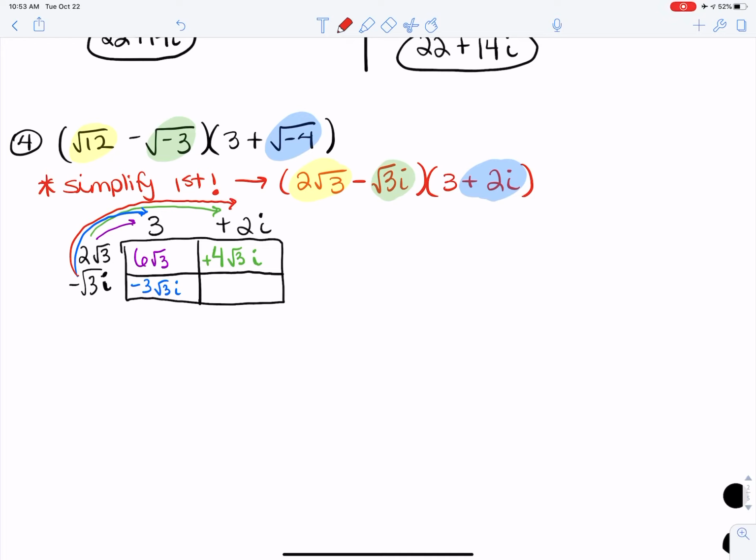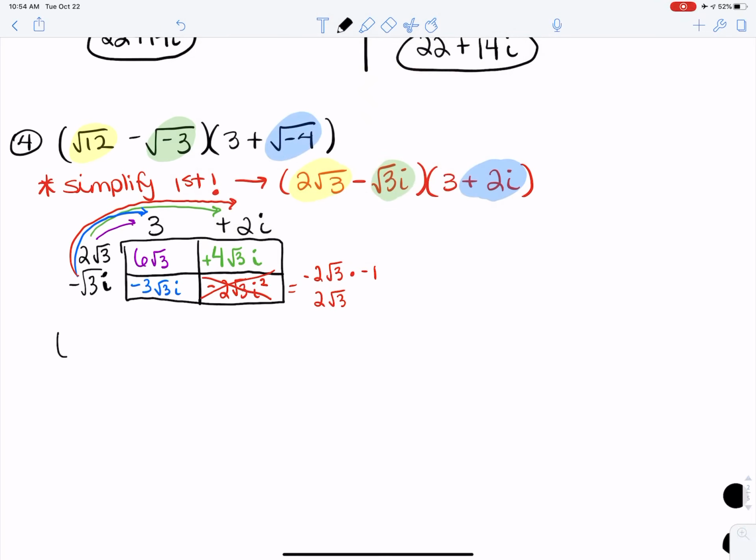And negative square root of 3 times 2i is negative 2 square roots of 3i squared. But I have that i squared there, so again, I need to cross that out and figure out what that actually is. So negative 2 square roots of 3 times, the i squared means negative 1. So this technically is 2 square roots of 3 positive, because a negative 2 times a negative 1 is a positive 2 square roots of 3.